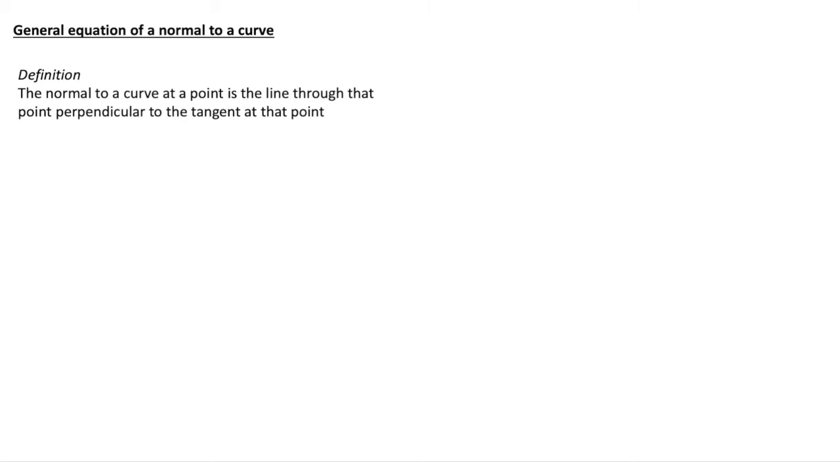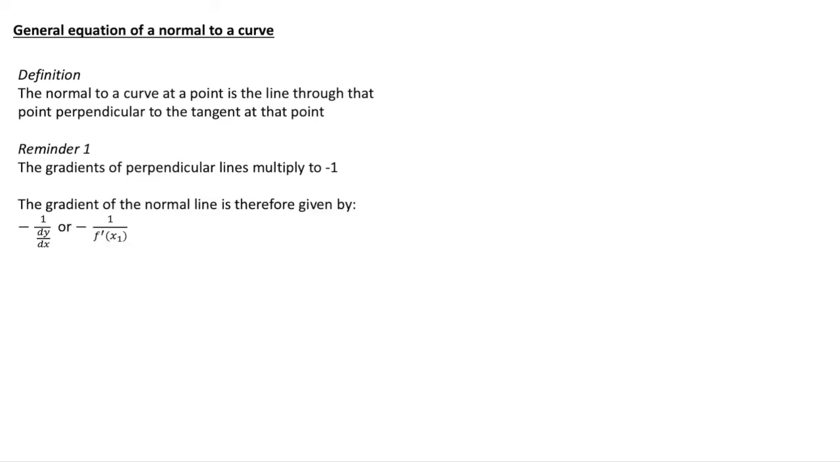So, if we want to find a general equation for it, first reminder: the gradients of perpendicular lines multiply to -1. So that means the gradient of the normal line is given by -1 divided by the gradient of the tangent line. So that's -1 over dy/dx, calculated at the point, or equivalently we can write that as -1 over f'(x1).